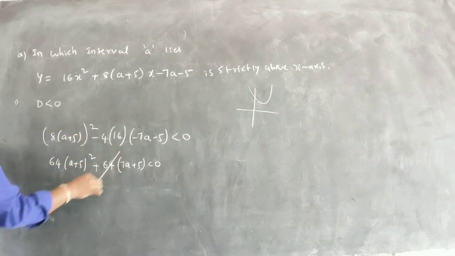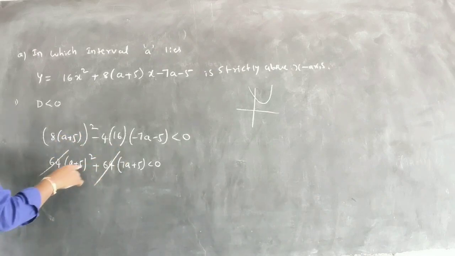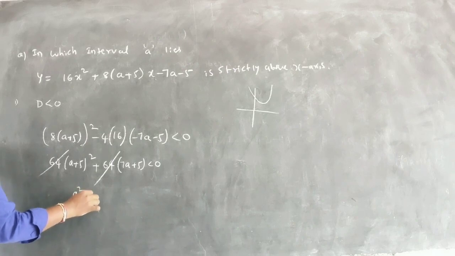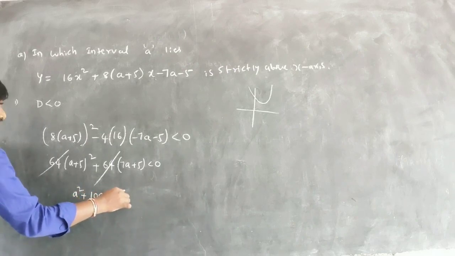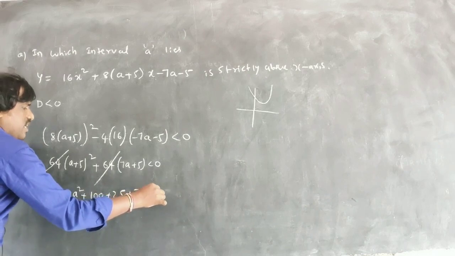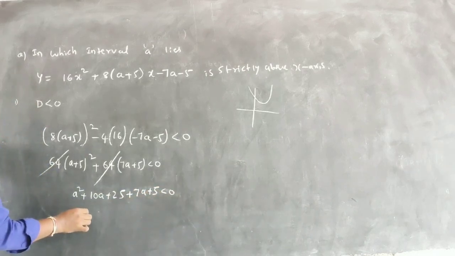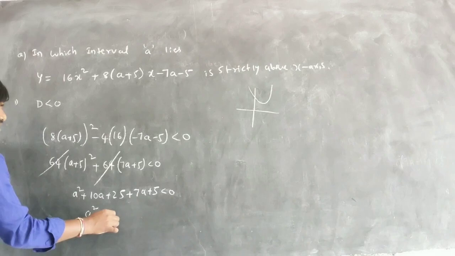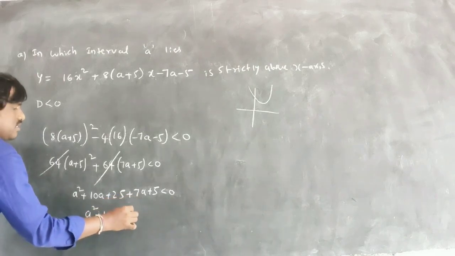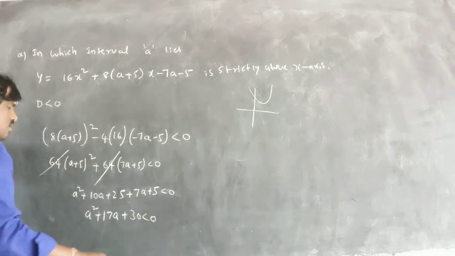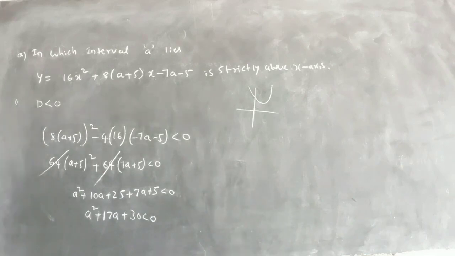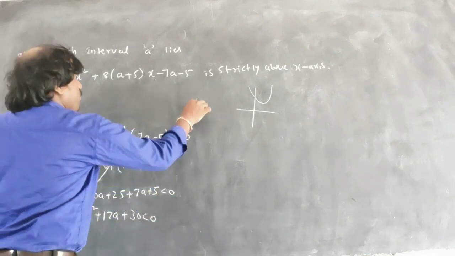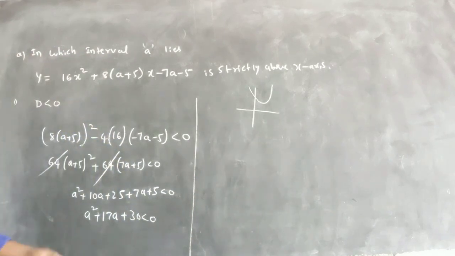64 I can take out common, I can divide, 64 is divided. So if I do this, a square plus 10a plus 25 plus 7a plus 5 is less than 0. So here I am going to get a square plus 17a plus 30 is less than 0. So you can see that 30, and you can find when it is divisible. So 6 5s are 30, but we need to get 17.